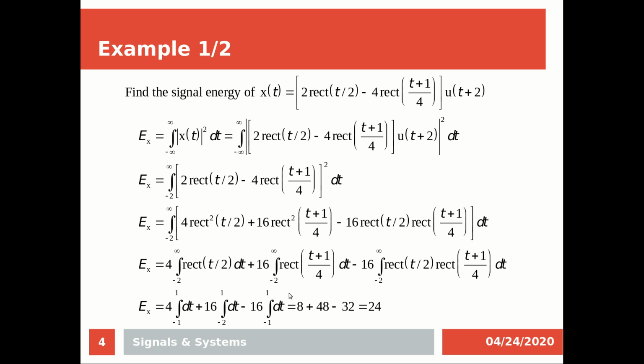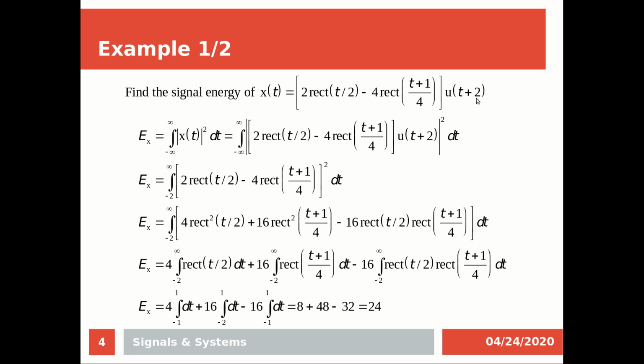Okay, so here is an example. Find the signal energy of this signal, and it gives you this signal: x of t equals 2 rectangular of t over 2, minus 4 rectangular of t plus 1 over 4, and all of them multiplied by the unit step function of t plus 2.